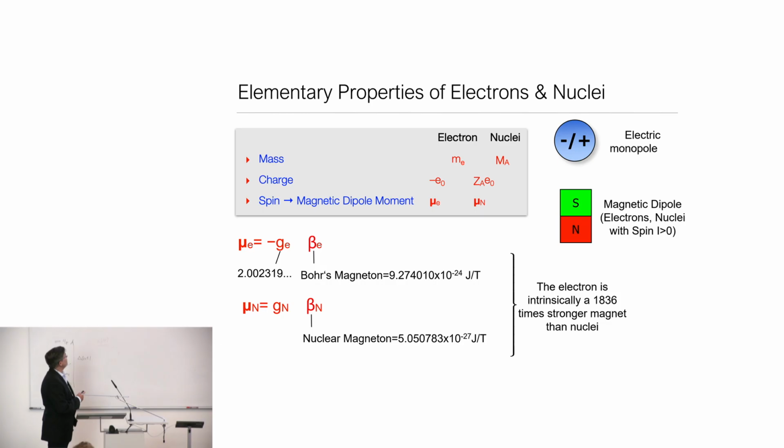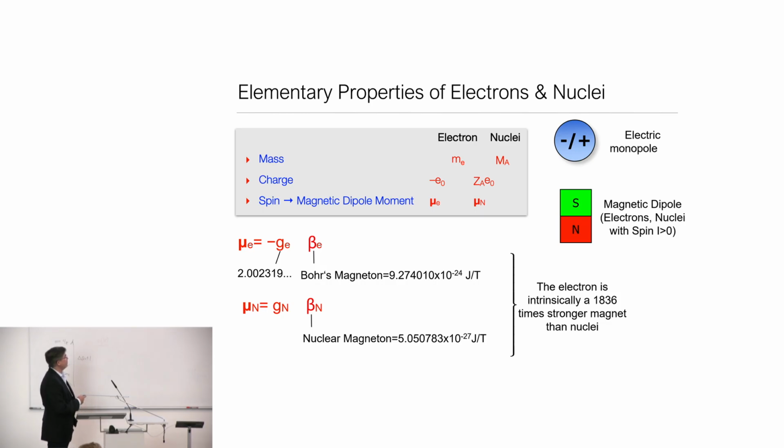and it amounts to 2.002319, etc., and it's one of the big triumphs of quantum electrodynamics to be able to predict this 002319, etc. from first principles. But that is also a constant of nature. And the magnetic moment of nuclei goes analogously.